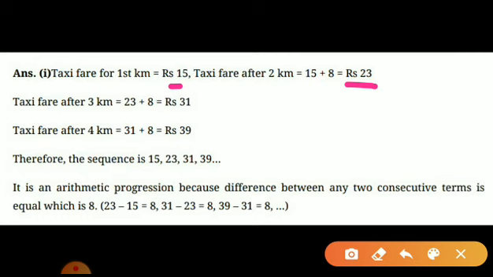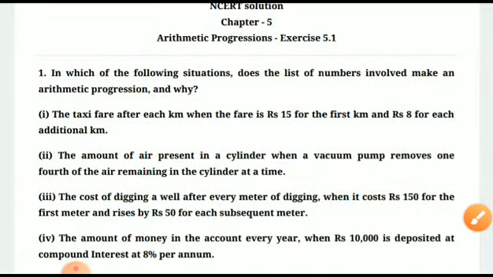That means the sequence I have got is 15, 23, 31 and 39. Just check whether they have the common difference. Yes, the same common difference, and the common difference is 8. And hence, the given sequence is in AP. Hope this is clear. So write your 4 terms and then check whether they have the common difference or not.